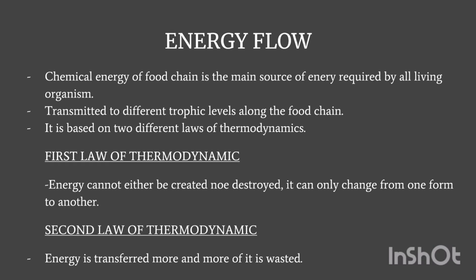Okay, so this is just a basic term about energy flow. The chemical energy of the food chain is the main source of energy required by all living organisms. It is transmitted to different trophic levels along the food chain. It is based on two different laws of thermodynamics. The first one is that energy can neither be created nor destroyed. It can only change from one form to another. The second law states that energy transfer becomes less and less efficient, with more of it wasted.